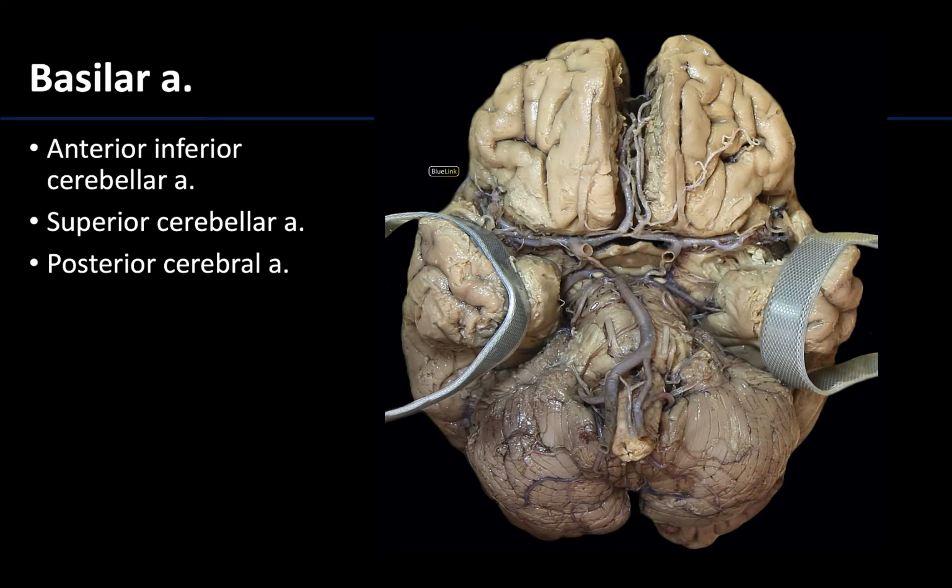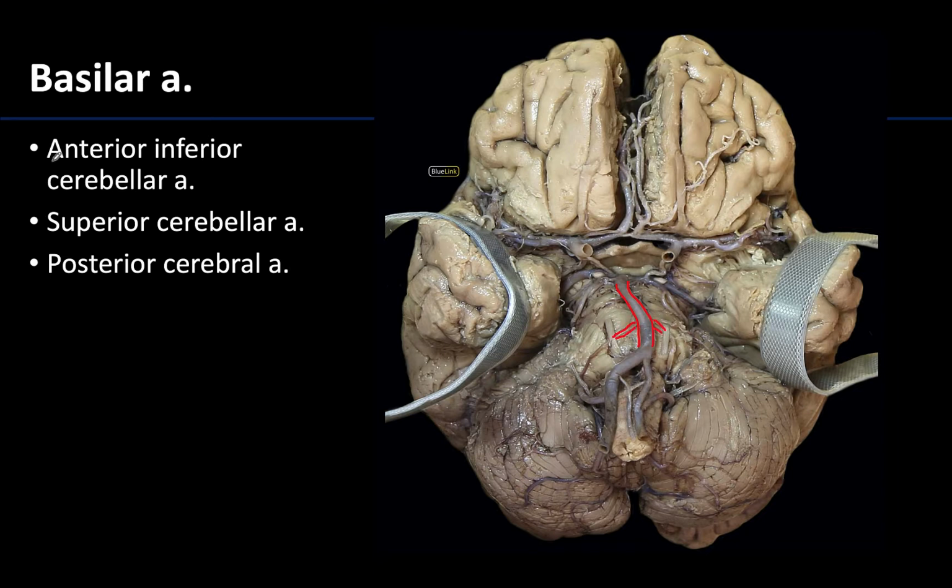Okay, let's focus on the basilar artery now, and this is formed by the coalescence of those vertebral arteries that we saw in the previous image, and it is going to run down the midline of the pons. This artery is named because of its close relationship with the cranial base, so the basilar artery. And there are three branches of the basilar artery that we want you to be able to identify.